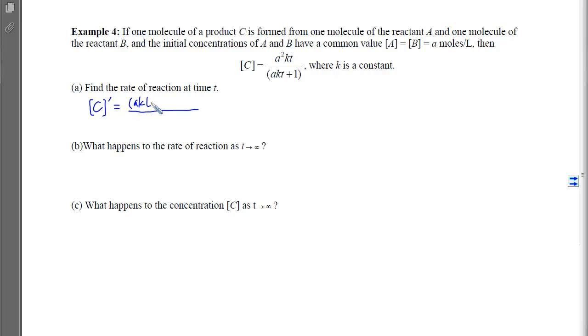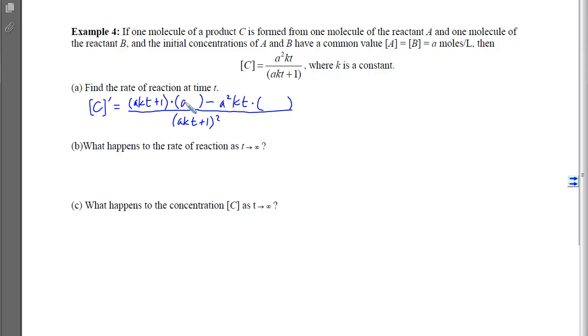Low D high minus high D low over the low squared. So this is a little tricky for some people because we have to remember what are constants and what are variables. K is a constant, A is a constant, and T is the variable because this is all depending upon the time T.